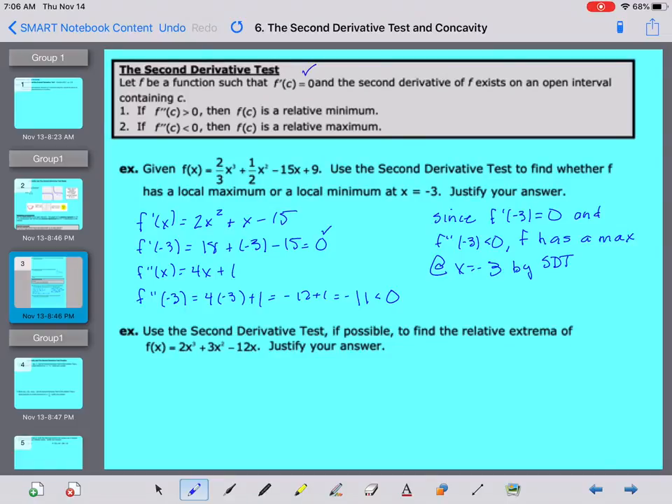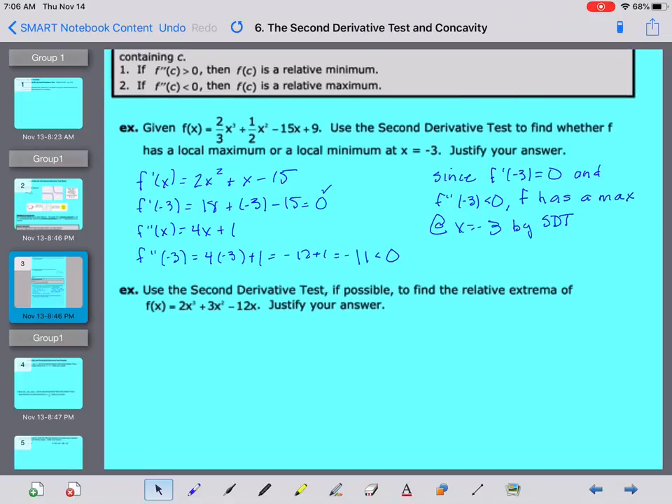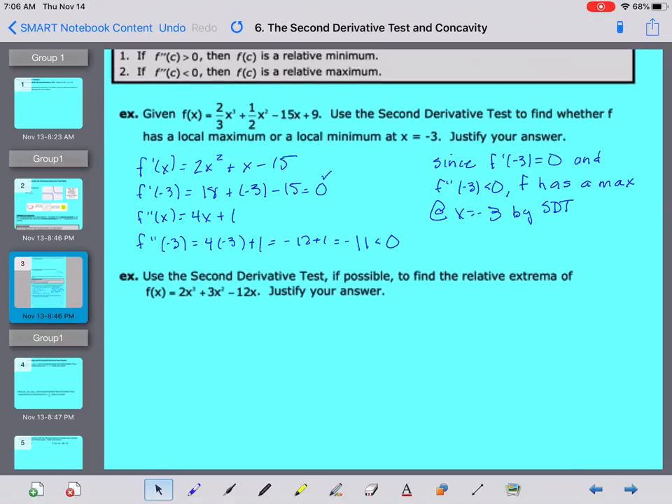So the last example on there says use the second derivative test if possible to find the relative extrema of the function and justify our answer. So now it's not asking us about a specific point, it's asking us just to find the max and mins overall, kind of like we did yesterday and today in class. So again, I'm going to start with my idea of the critical value. So I'm going to take my derivative, set it equal to 0, and start solving.